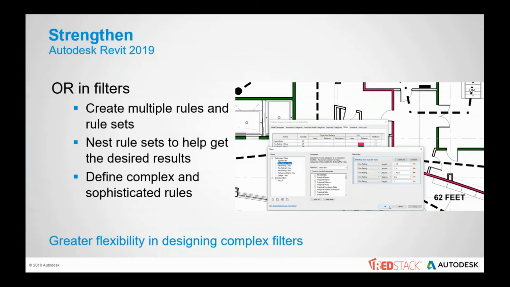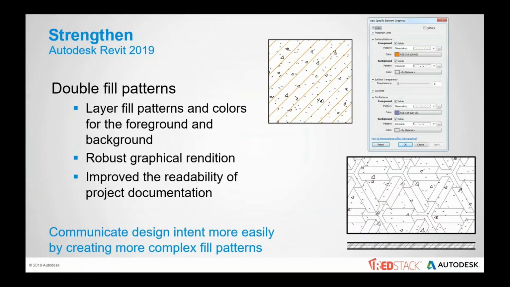You can create multiple rules and rule sets and nest rule sets to help get the desired results. This improvement enables you to define complex, sophisticated rules that identify elements based on categories and parameter values. You apply these filters to views to change the visibility or graphic display on the identified elements. So this gives you greater flexibility in designing filters to organize the contents in views more efficiently for you.